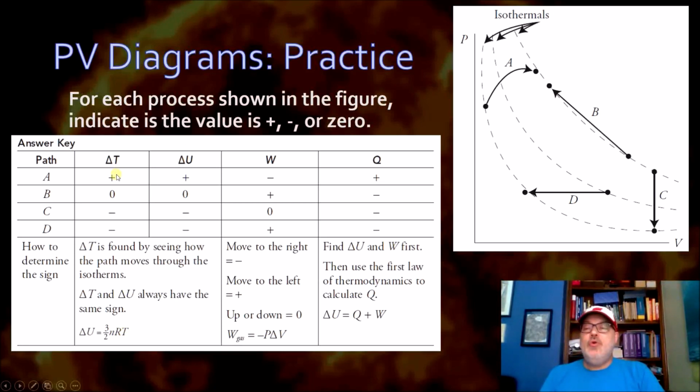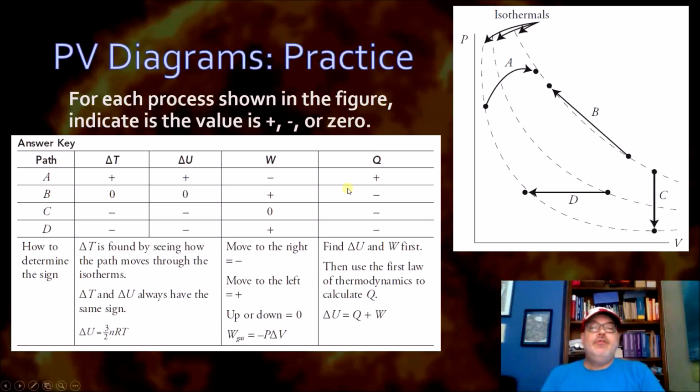Then these two always move together. They're not the same number. This is in Kelvin and this is in joules. All right, we've moved to the right, so that's negative work. All right, but now what's Q going to be? Well, delta U equals Q plus W. So that means Q must be bigger than work, positive-wise, so that we have some positive delta U left over.